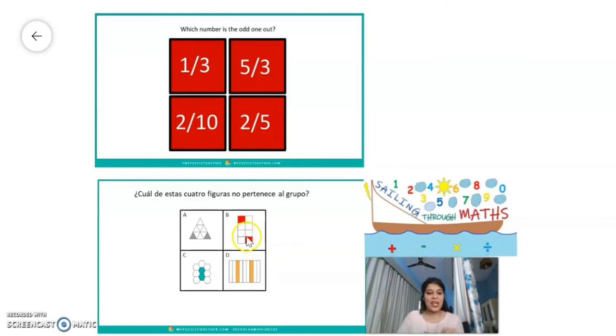Which gives us our answer, that is figure B. You will see figures A, C and D are divided into 9 equal parts, while figure B is divided into 8 equal parts. That's why figure B is going to be the odd one out of these four figures.